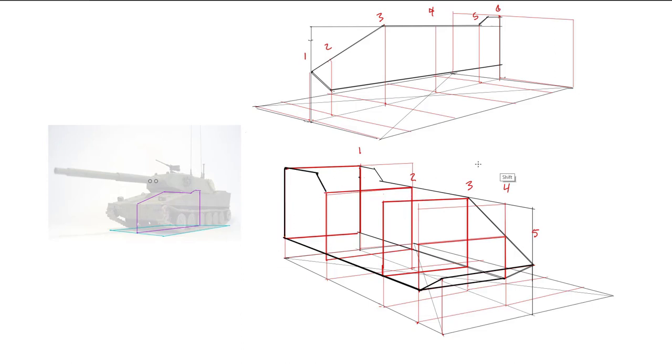Usually I do one side first and then transfer over to the other side. If you're having trouble with this step, go back and practice part 1 in the series a few more times.